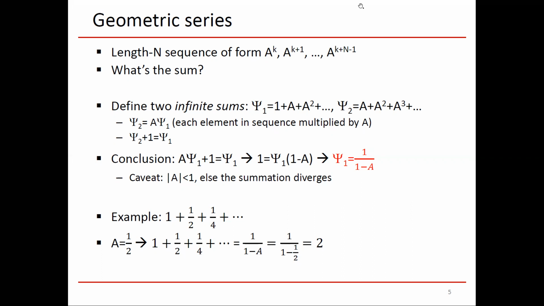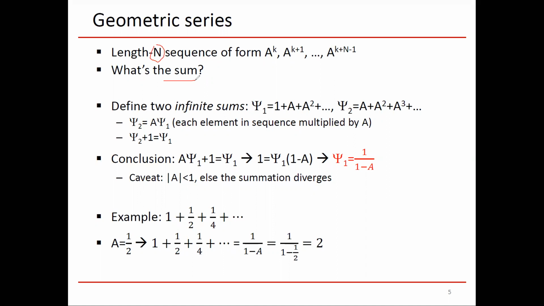Now, what's the length of this sequence? We're taking A to the k plus 0, k plus 1, up to k plus n minus 1. Looking at 0, 1, 2, up to n minus 1, there are n such numbers, and this is a sequence of length n. Again, we are interested in calculating the sum. To do so, let's put aside the k. Let's think about 1, A, A squared, up to A to the n minus 1.